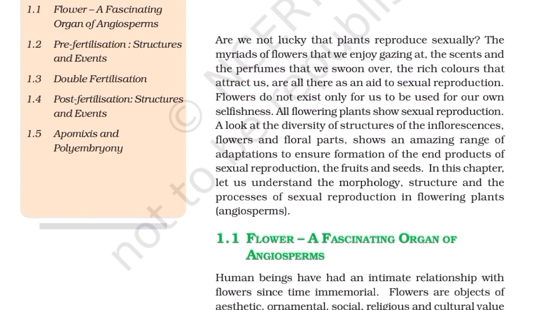A look at the diversity of structures of inflorescences, flowers and floral parts shows an amazing range of adaptations to ensure formation of the end products of sexual reproduction, the fruits and seeds. In this chapter, let us understand the morphology, structure, and the process of sexual reproduction in flowering plants.